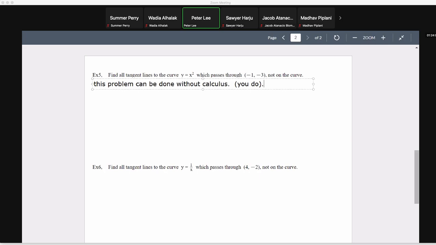Now let's see. What is the question? Whenever you have a question like this, the first thing you have to do is understand the question. Example 5. Find all tangent lines to the curve y equals x squared which pass through (-1, -3). And in this case, I have specified that the point (-1, -3) is not on the curve.